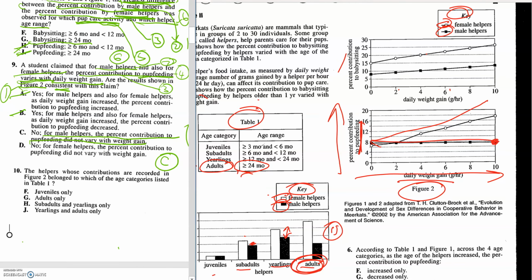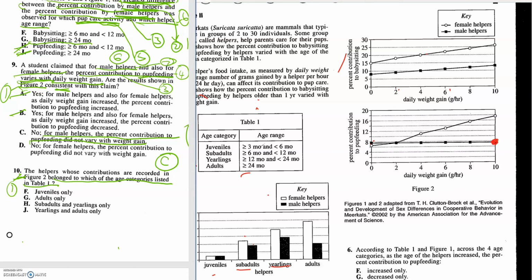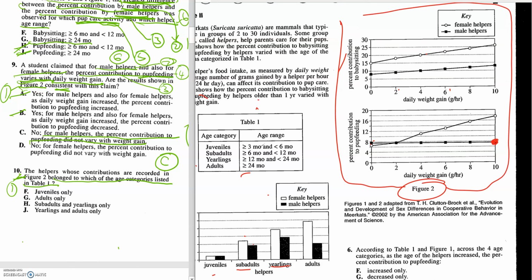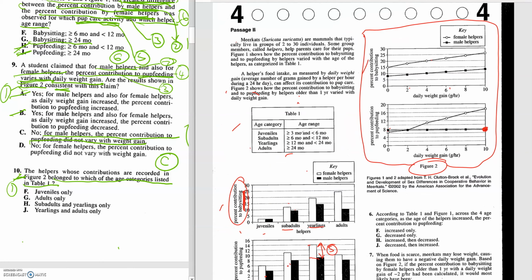The helpers whose contributions are recorded in figure 2 belong to which of the age categories listed in table 1? First step, find figure 2. So we go to figure 2, and then where's the age range? There's nothing here that talks about age range at all. And that's okay, don't panic. It just means we have to read a little bit about the description of what's in figure 2, that's all.